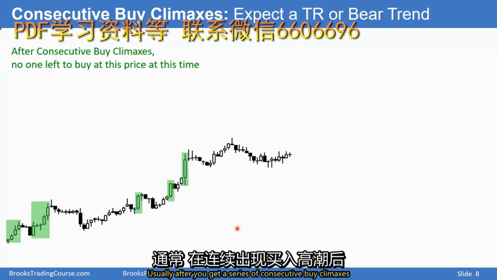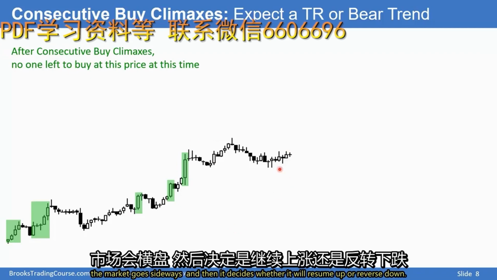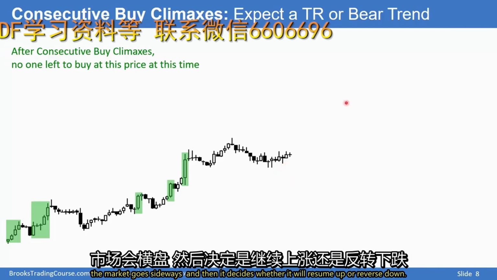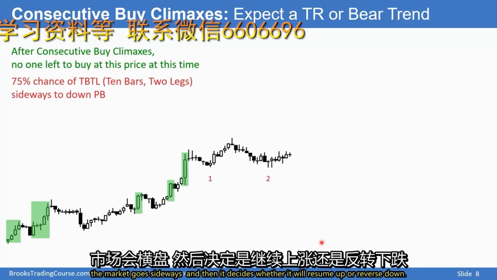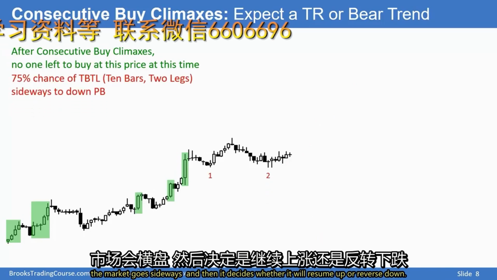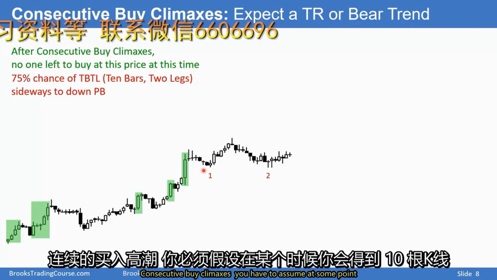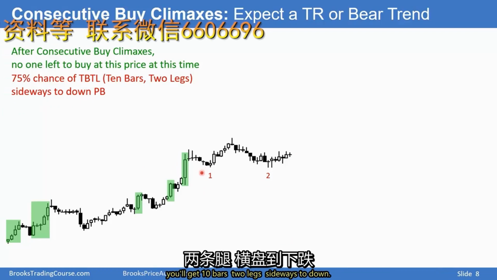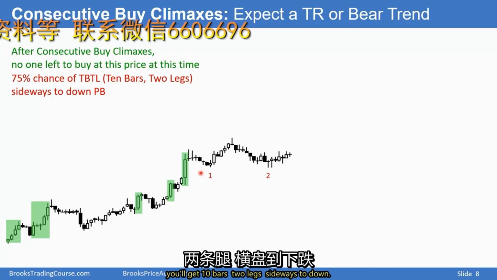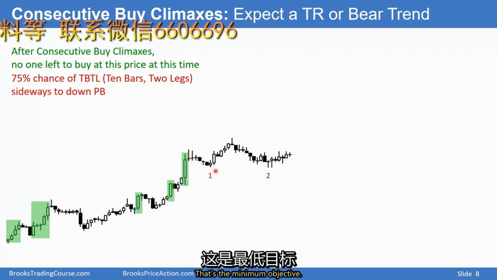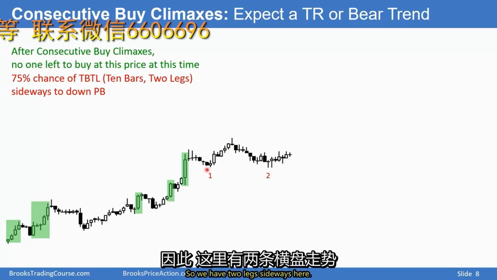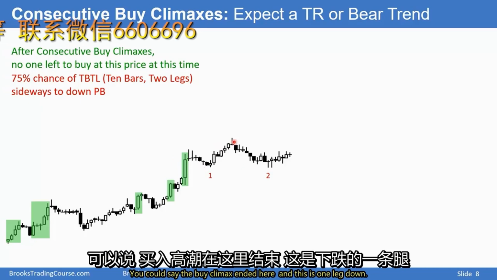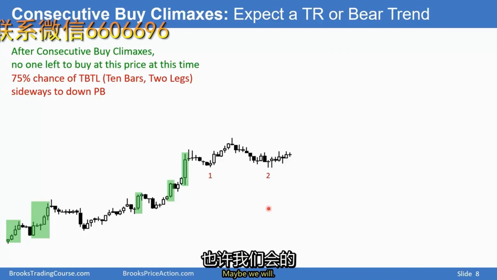Usually, after you get a series of consecutive buy climaxes, the market goes sideways, and then it decides whether it will resume up or reverse down. Consecutive buy climaxes, you have to assume at some point you'll get 10 bars, 2 legs, sideways to down. That's the minimum objective. Here's one leg, the bull trend resumed, second leg, so we have 2 legs sideways here. You could say the buy climax ended here, and this is one leg down. You don't always get a second leg down, maybe we will.